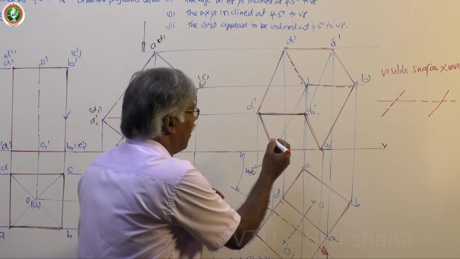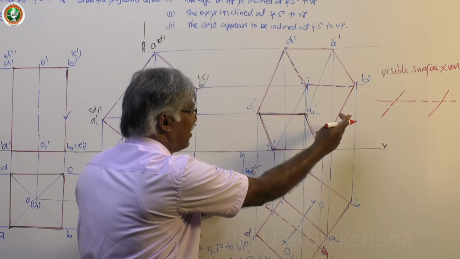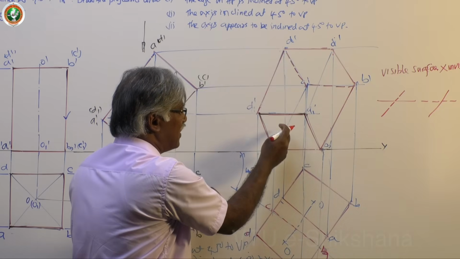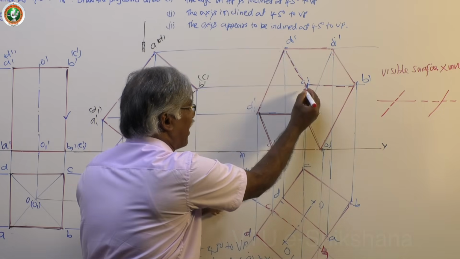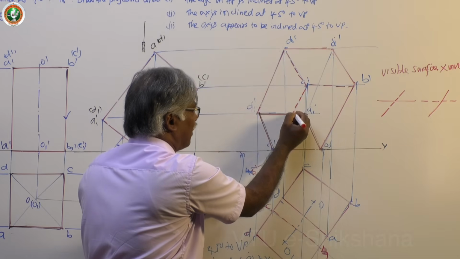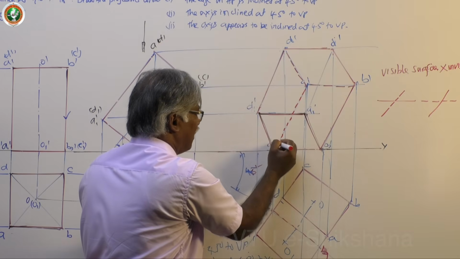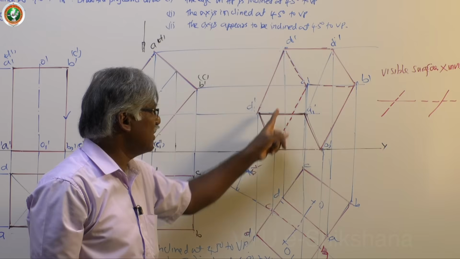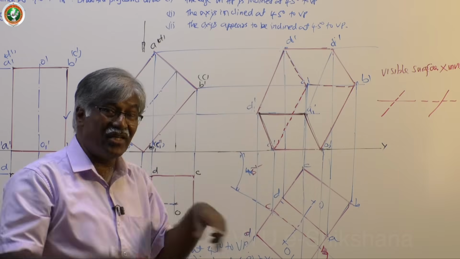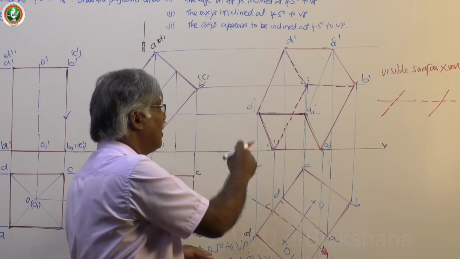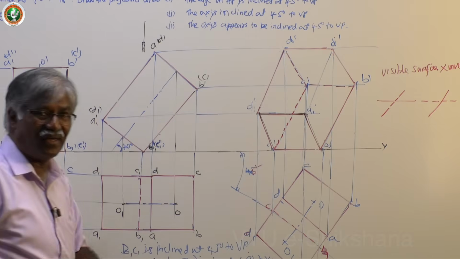So what I do is, according to crossing lines, invisible surface, visible surface, invisible line. So I draw a dotted line. It's very easy. Visible surface, invisible line, or crossing line. There is one more very interesting point. I will tell you next. Let me not confuse you.